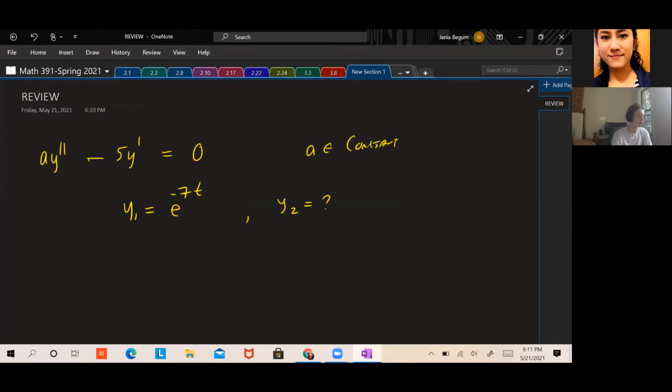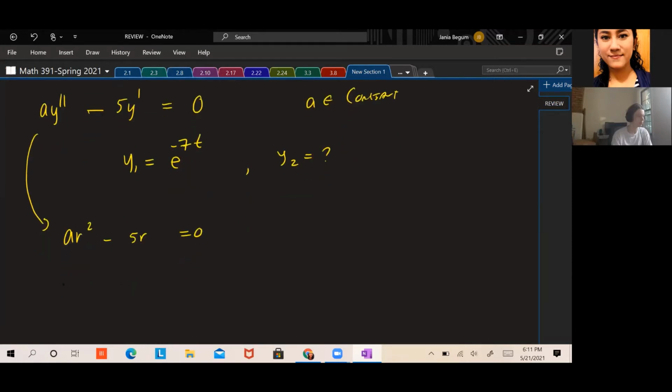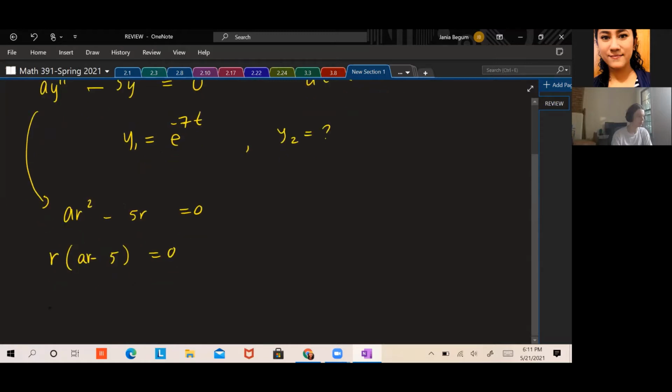All right, so we want the second independent solution. Well, from what's given, we can just write out the characteristic polynomial. So we have ar squared minus 5r equals 0. So that gives us r times (ar minus 5) equals 0. And then, well, we know one of the solutions. So if r1 is equal to 0, then r2 is equal to, what is it? It has to be negative 7.